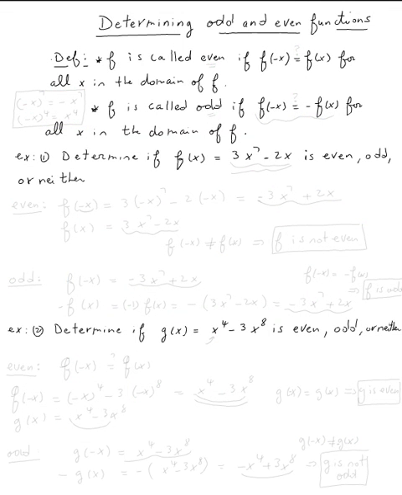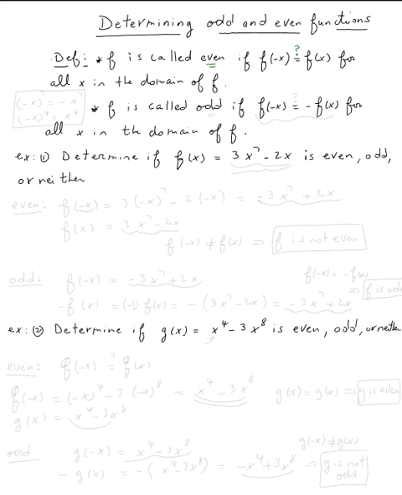Okay, the topic is determining odd and even functions. So first we need to know the definition of even and odd. F is called even if f of negative x is equal to f of x. So we need to check for an even function if f of negative x is equal to f of x for all x in the domain, of course.